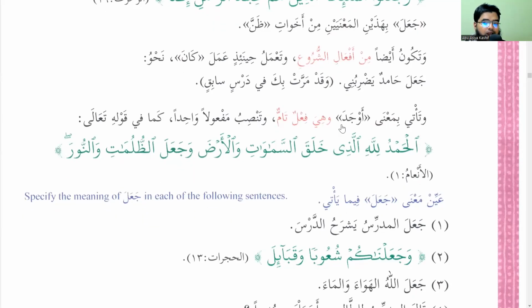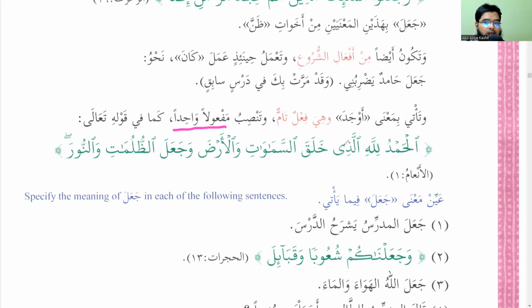Okay. وَتَأْتِي بِمَعْنَى أَوْجَدَ. And this is a simple meaning, the fourth meaning of جعل. وَهِيَ فِعْلٌ تَامٌّ. It is a complete verb here, and it has the meaning to create something. أَوْجَدَ, يُوجِدُ is to create. Right? He made the house or something. وَتَنْصِبُ مَفْعُولًا وَاحِدًا. And this is a simple جعل, which takes only one مفعول به.